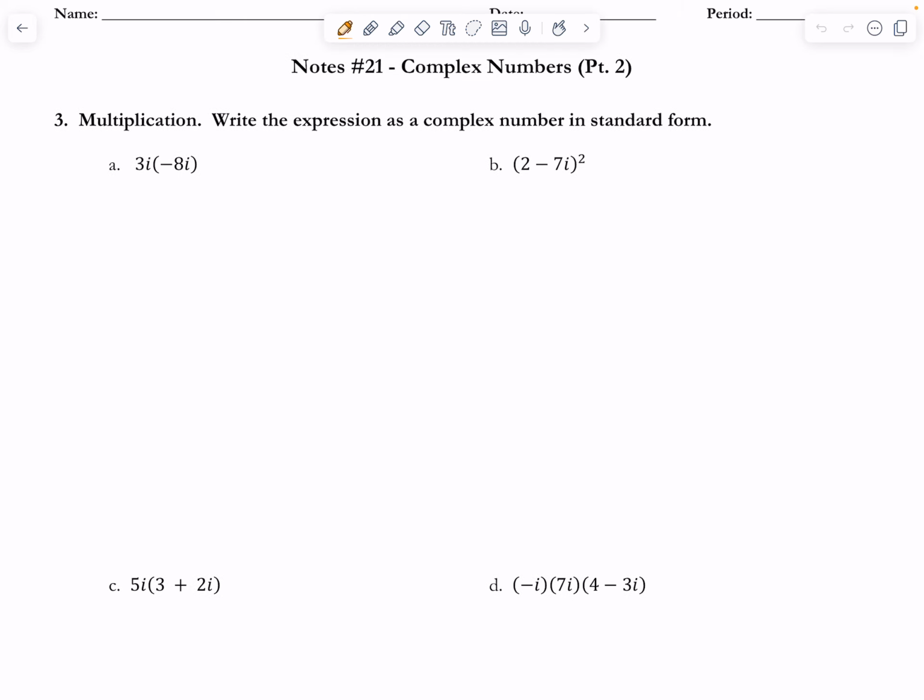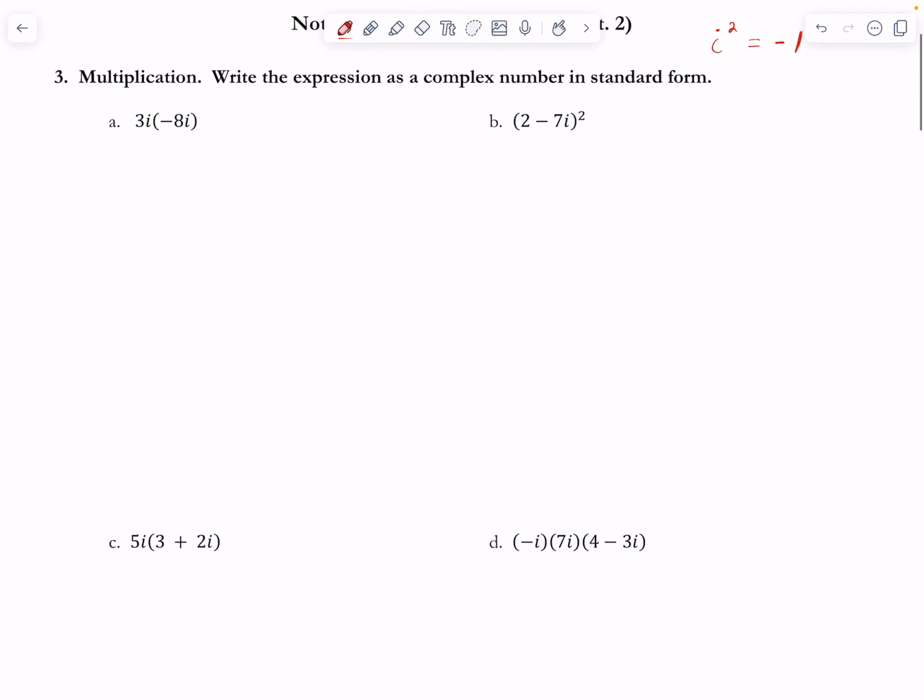We'll start with multiplication. The key thing you need to know for multiplication is that i squared, as we talked about in our last lesson, is the same as -1. It's going to happen a couple times, or pretty much every time you multiply, and if that does happen, we're going to change that i squared to be a -1. All right, let's multiply these first two here.